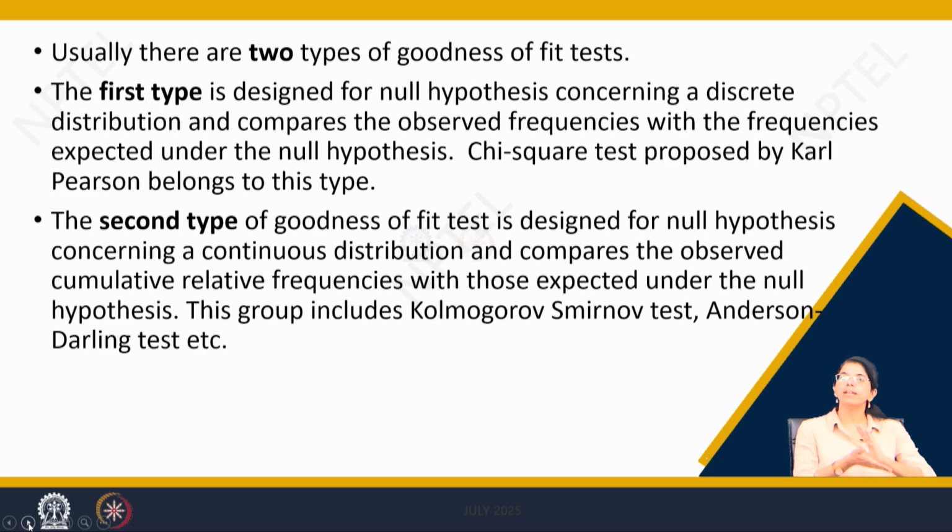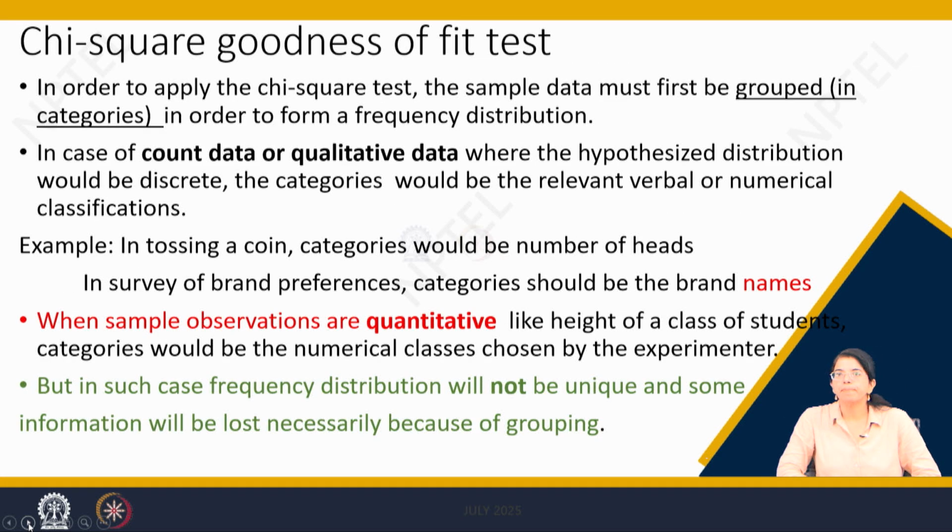In this course, we will learn both of the types. So the most rudimentary one is the first type, where you have to deal with the discrete distribution, and of course followed by the second type, which is more widely used, more widely needed goodness of fit test, where we will learn this Kolmogorov-Smirnov, Anderson-Darling, etc. So let us begin today's goodness of fit test journey by chi-square goodness of fit test.